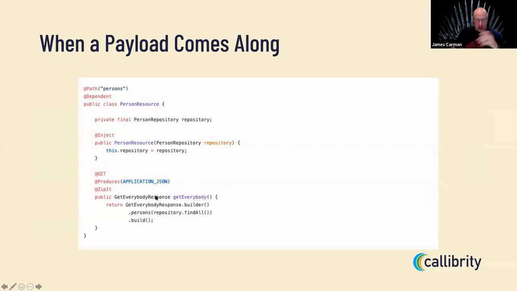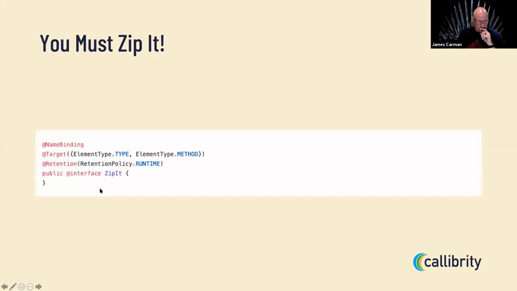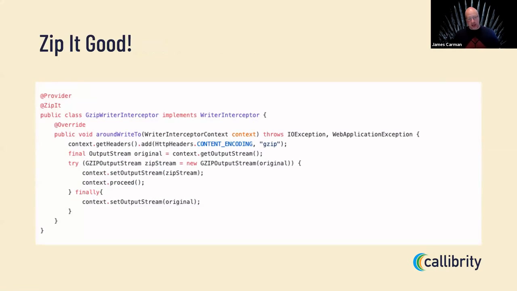Again, we have this get everybody response. It just has a person's field on it. As you can see here in the builder, it has just the person's field. So we're returning it, but we've added this annotation. We're going to use that name binding thing again, right? Here's our zip it annotation, has name binding on it. And we're introducing another extension type, which is the writer interceptor.